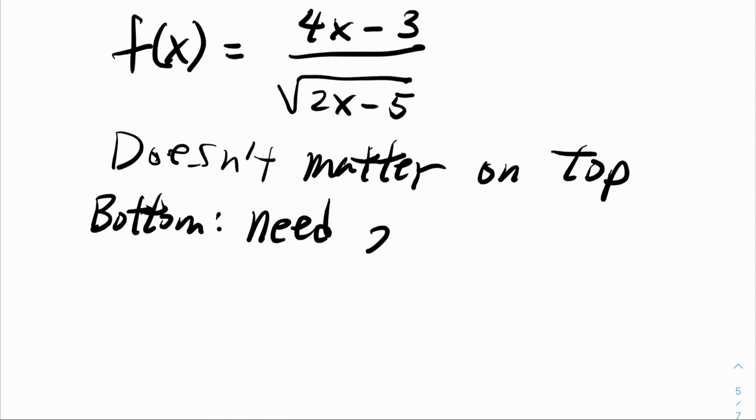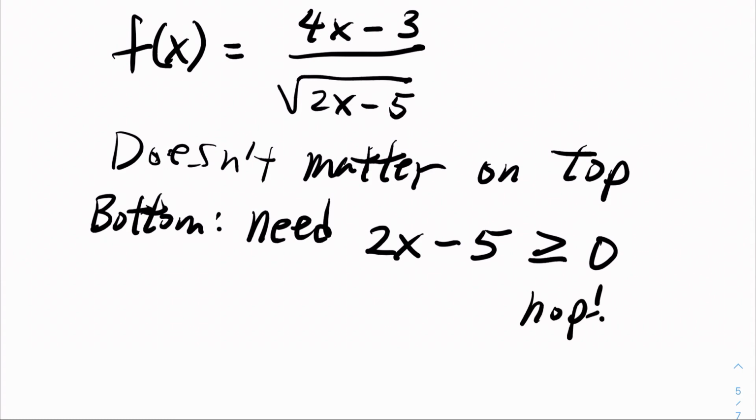Okay, so if we focus on the bottom, we think back to one of the examples we did earlier, the third example. We need the radicand, which is the 2x minus 5 part, to be greater than or equal to 0. Okay, just like problem 4 again. But wait a minute, that's not it. That's not correct. Think back. There's something else we've got to watch out for.